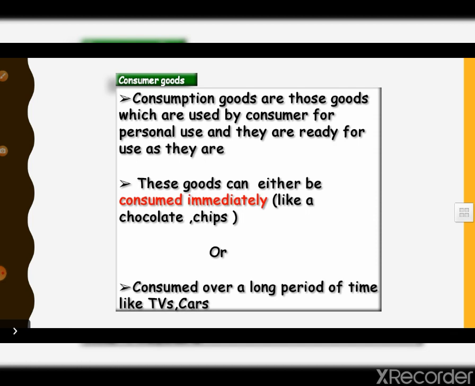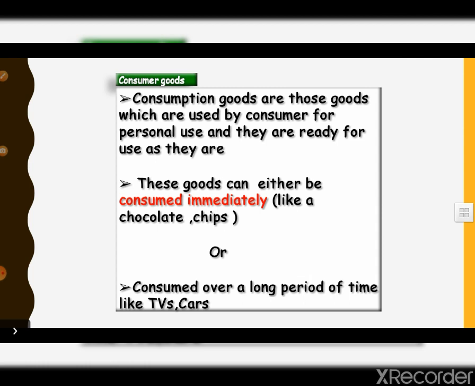Now, consumption goods are those goods which are used by consumers for their personal use and are ready to use as they are. These goods are either consumed immediately or they are consumed over a long period. Now, these goods give satisfaction.